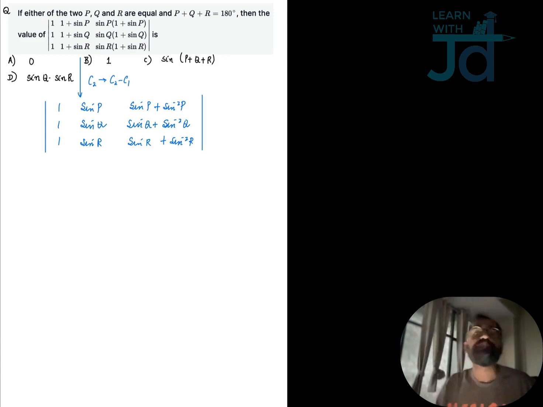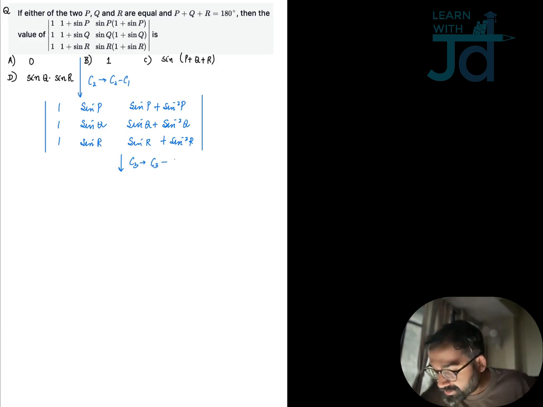It becomes like this. Now look again, if you see column 2 and column 3, there is something common again, like we had for column 1 and column 2 in the previous step. Here sin p, sin q, sin r are common, so the same operation: we'll change column 3 by subtracting column 3 minus column 2.